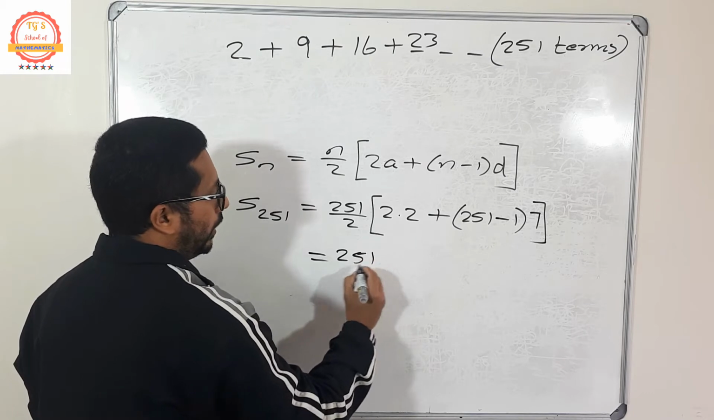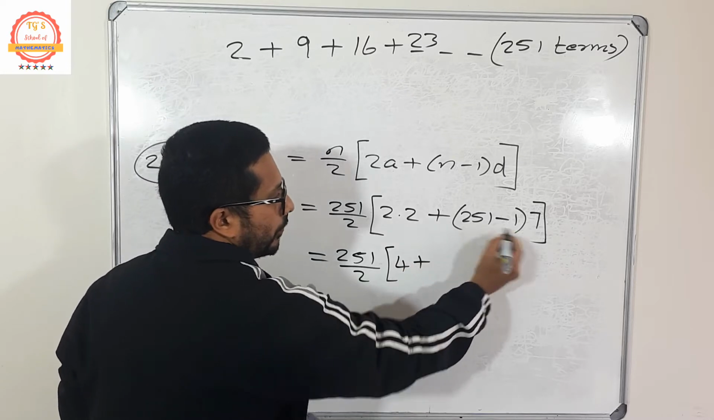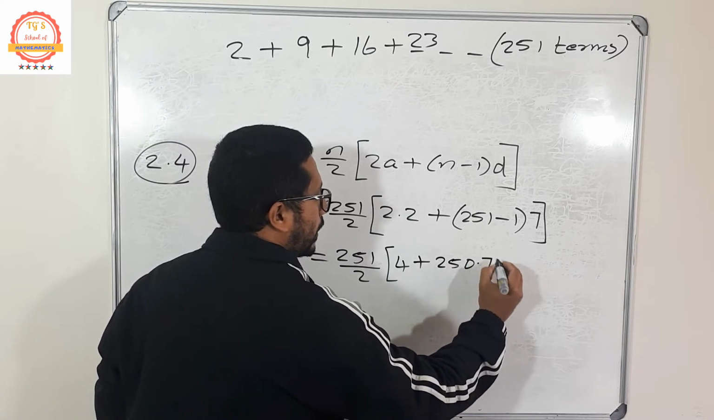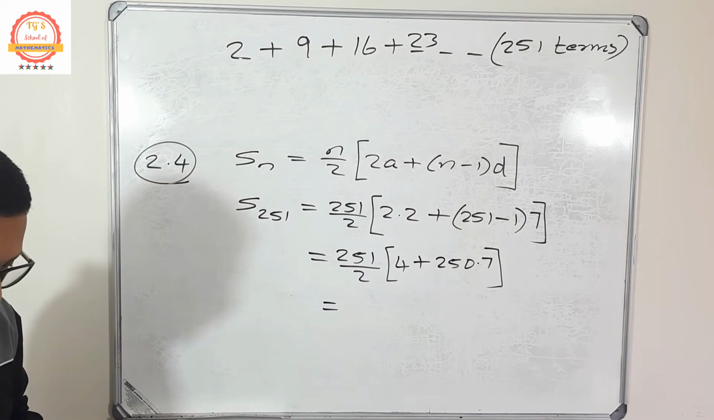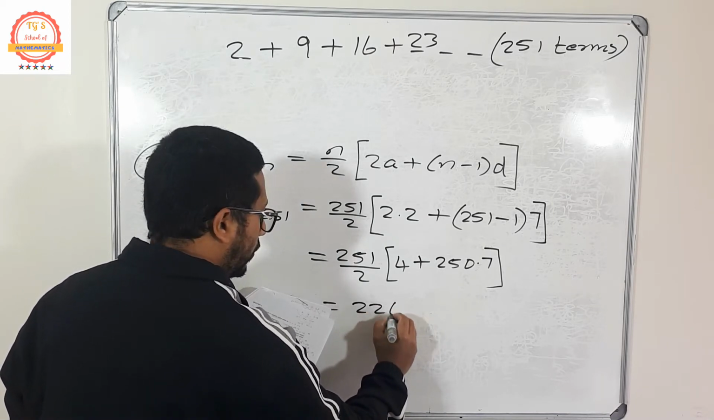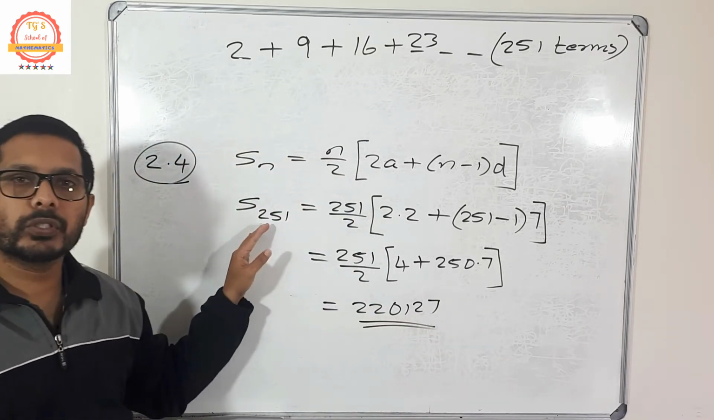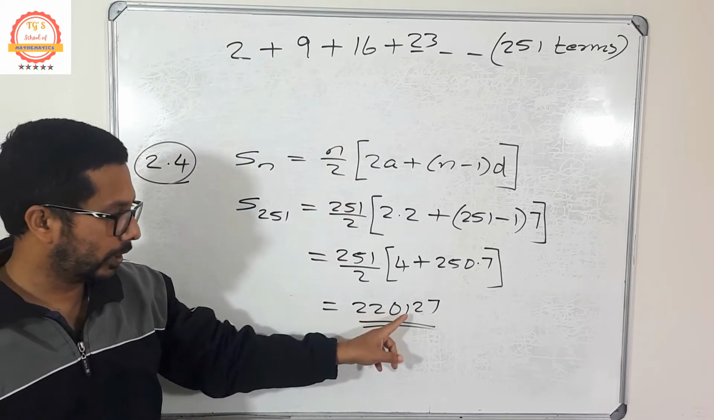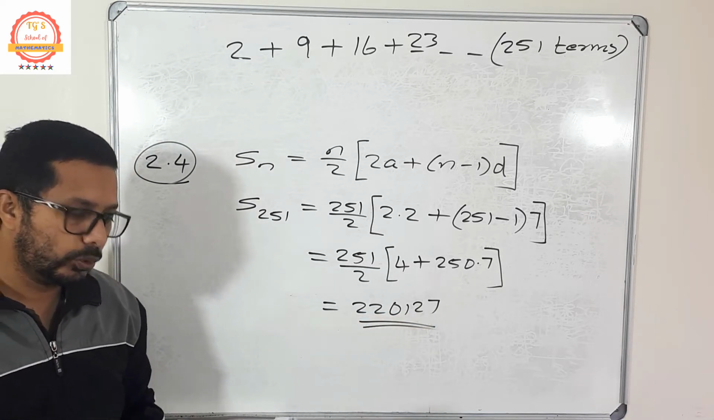Now take your calculator and try to find the answer. So it is 251 divided by 2 into 4 plus 251 minus 1, which is 250, times 7. In your calculator you will get 220,127. So the sum of the first 251 terms in this series is 220,127. That is question number 2.4.